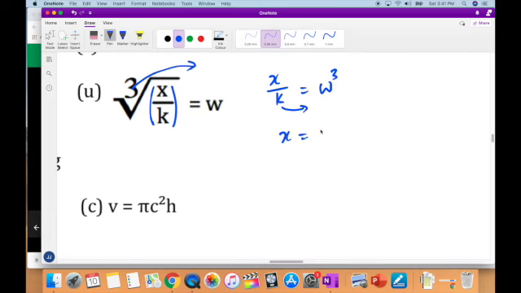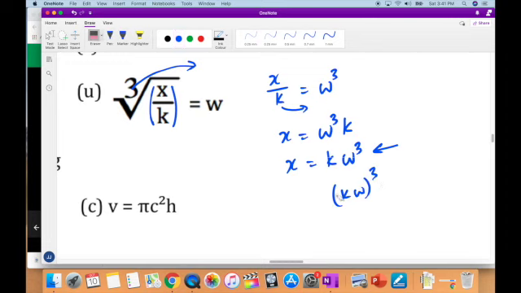So x is equal to w cubed multiplied by k, which could also be written as kw cubed. Remember, in a case like this, it is only the w that is being cubed. If the k is being cubed as well, it would be written like this. You understand? Yes, sir. So it's only over here you're seeing kw cubed, but don't get mixed up. It's only the w that's being cubed over here.